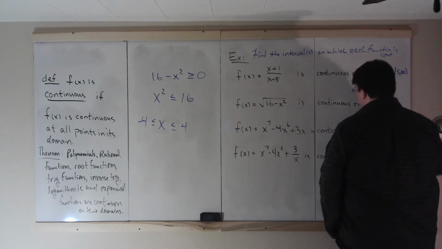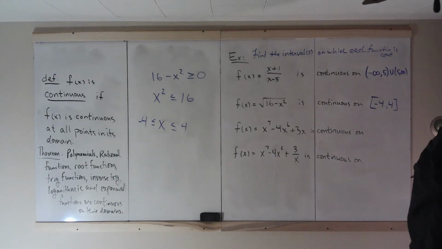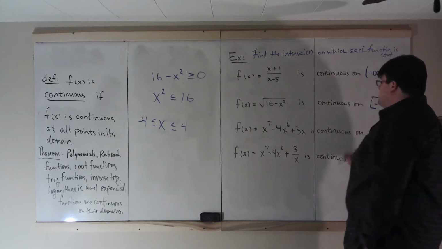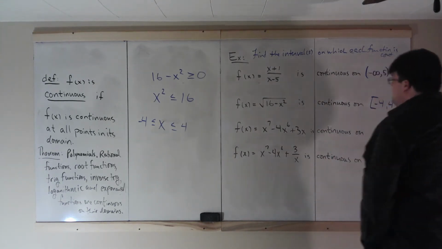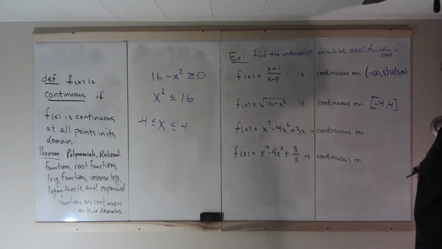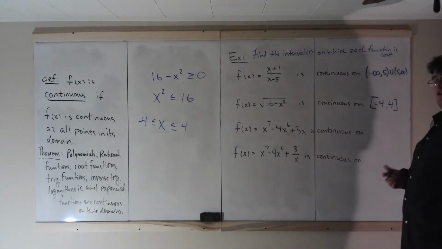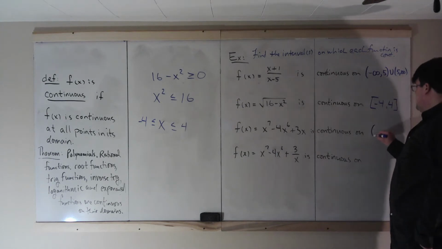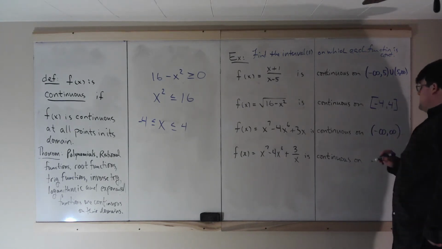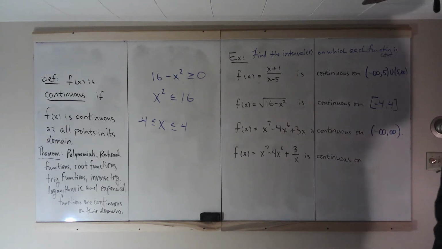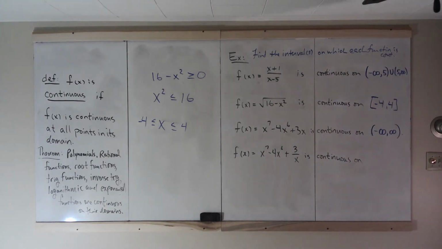Yeah, okay, negative 4 to 4. Did I spell that right? Yeah, okay. Next, x to the 7th minus 4x to the 6th plus 3x. Well, this is just a polynomial. This is continuous on its domain. A polynomial's domain is everything, negative infinity to infinity. And what about this last one?